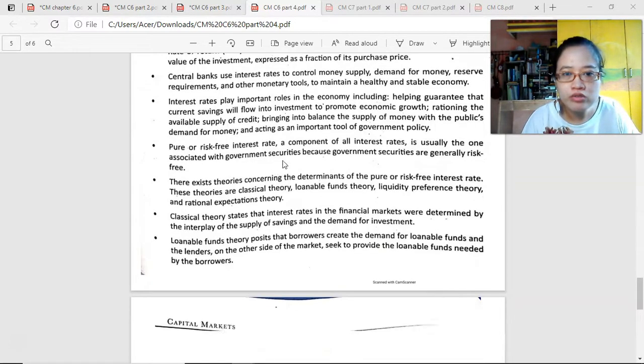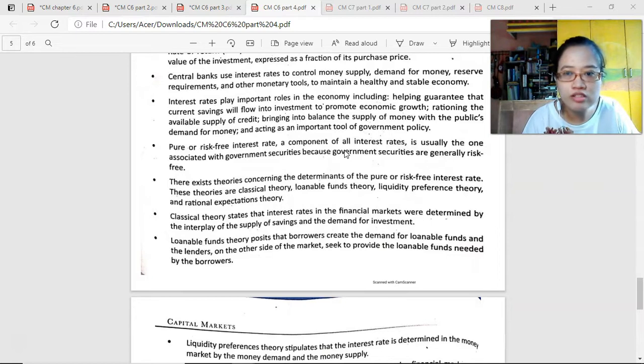Pure or risk-free interest rate, a component of all interest rates, is usually the one associated with government securities, because government securities are generally risk-free. Okay. There exist theories concerning the determinants of the pure or risk-free interest rate: classical theory, loanable funds theory, liquidity preference, and then rational expectations theory.